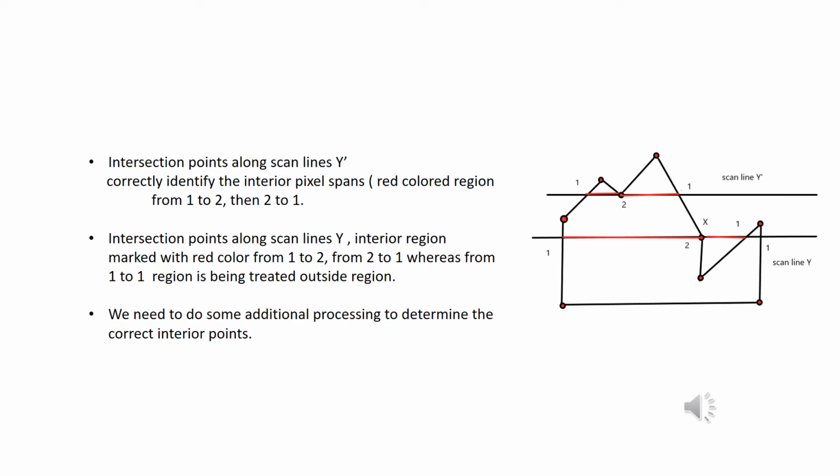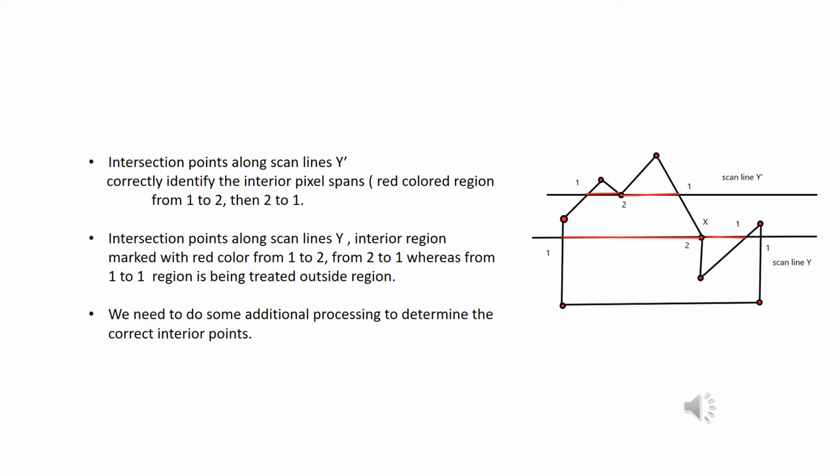But the point is that this is not the correct result. It should be from 1 to 2 as interior region, from 2 to 1 as outside region, and from 1 to 1 as inside region. But the even odd test method, using this method, generally gives the interior region from 1 to 2, then 2 to 1, which is not the right thing.